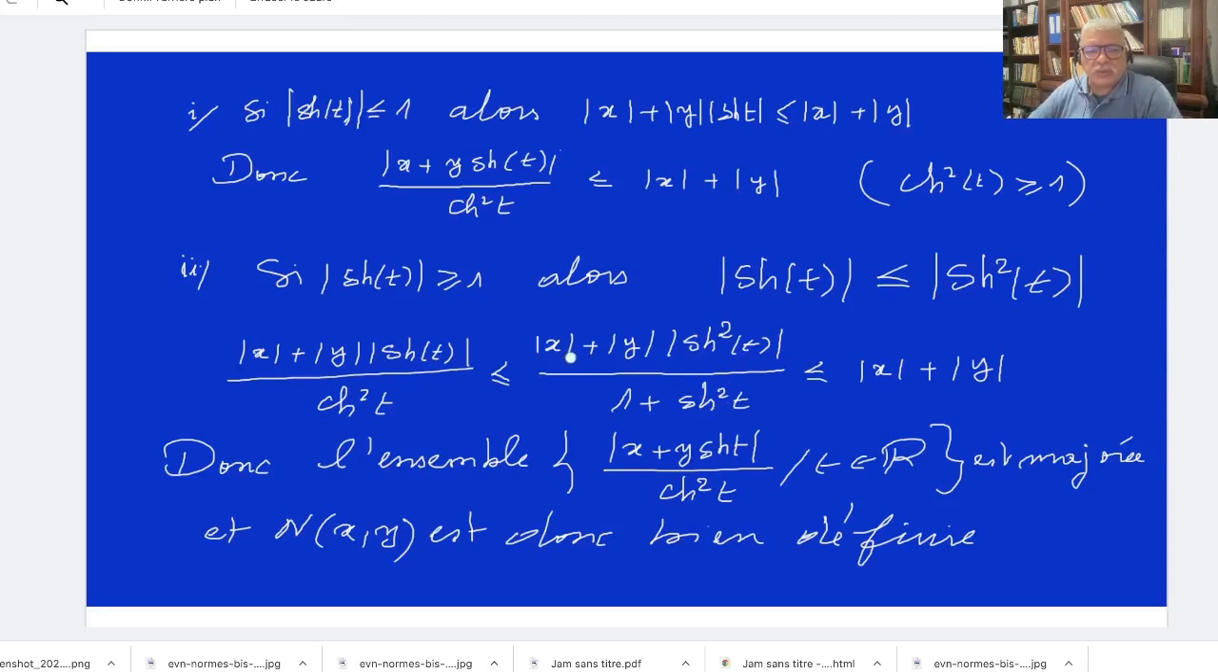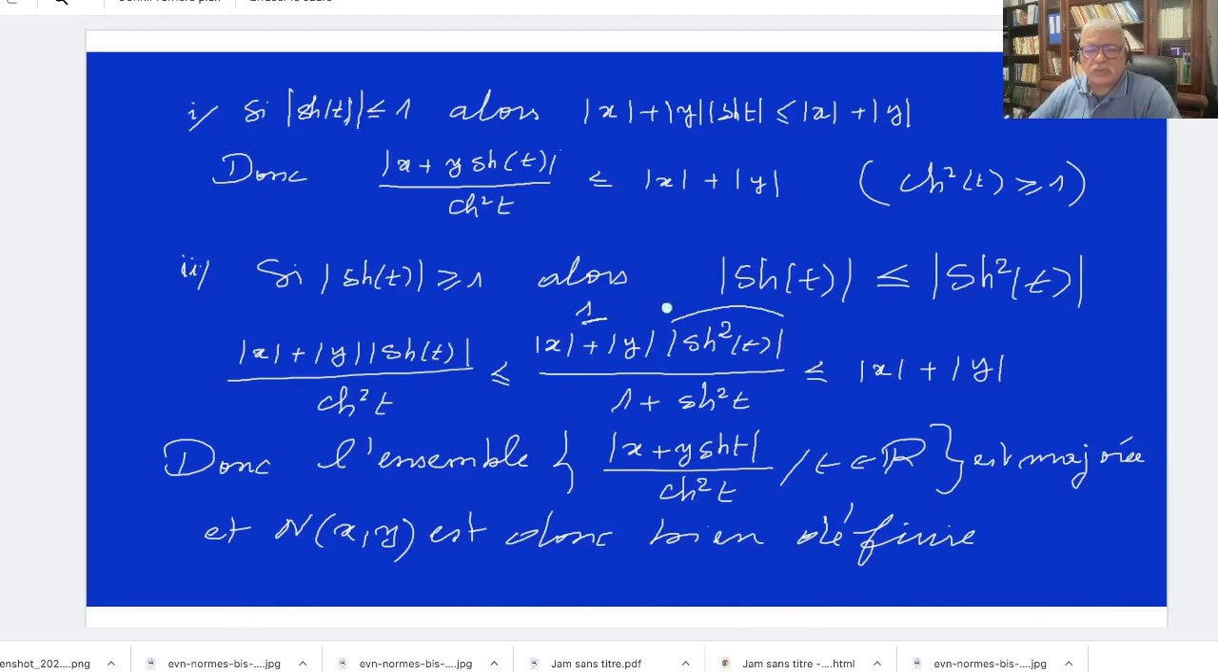Here we notice that the coefficient of the absolute value of x is 1. The coefficient of the absolute value of y is sh2. If we bound both coefficients by 1 plus sh2 and simplify, we find that it is bounded by the absolute value of x plus the absolute value of y. I repeat, we bound 1 by 1 plus sh2, so the absolute value of x times 1 plus sh2 plus the absolute value of y times that 1 plus sh2, and we simplify by 1 plus sh2, and we find exactly this bound, independent of t.